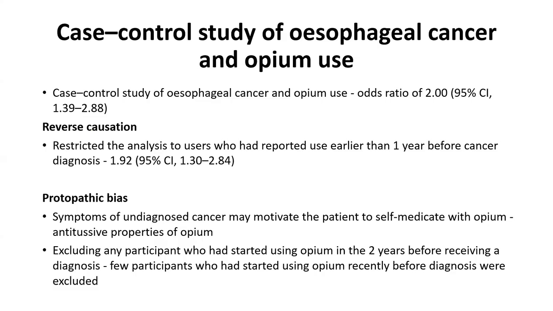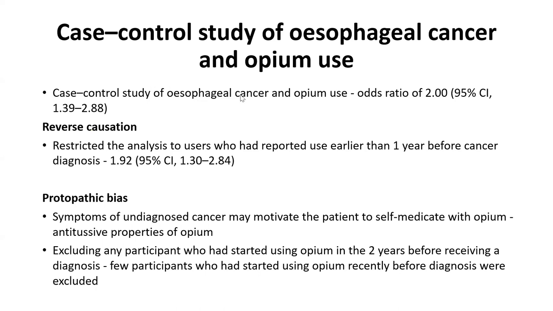So if you want to rule out reverse causation, you will have to reanalyze your data looking at those who are reporting use earlier than 1 year before cancer diagnosis, so that it's not the cancer which has led to opium use. So there are ways of checking reverse causation, but even after doing that, the association persisted, which meant that this was not reverse causation. And this has to be differentiated from protopathic bias.